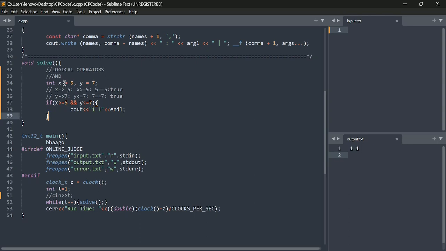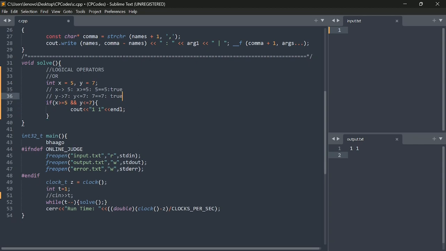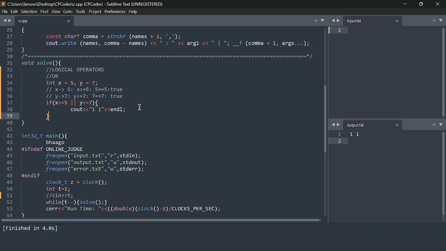Now let's jump on to the OR operator. What is the OR operator? For the OR operator, what matters is that at least one condition should be true, and it is represented by this. Here, as we know both the conditions are true, explanation already given, I am expecting that this would work. You just saw we got the same output, 1 and 1.